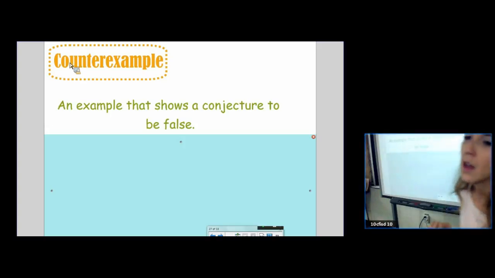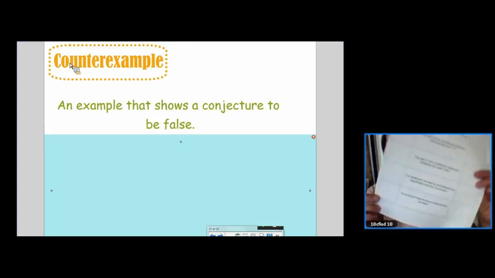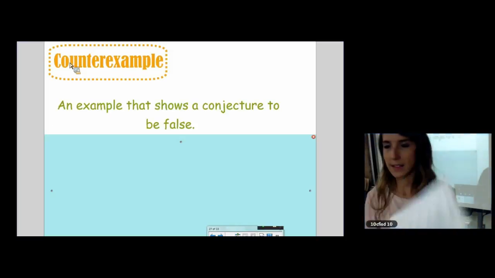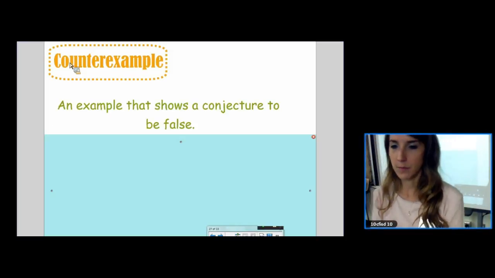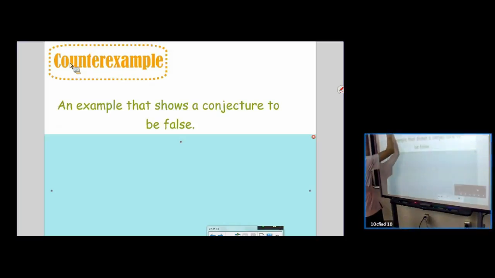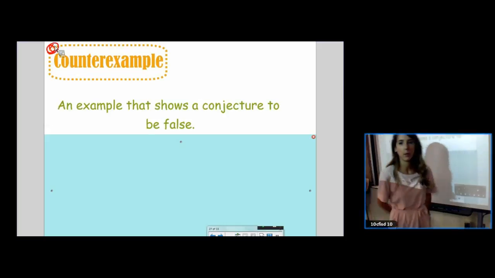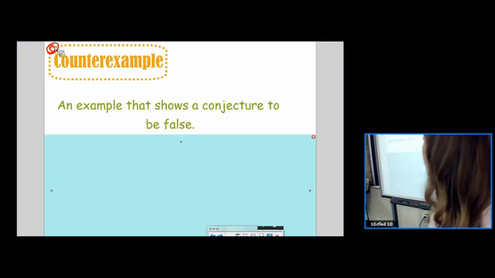Okay? Fine. All right, go back to the front of your page because this is where I think this one fits. Number 5. Go back to number 5. The word is counterexample. Write down counterexample for number 5 in your notes. Counterexample. An example that shows a conjecture to be false.